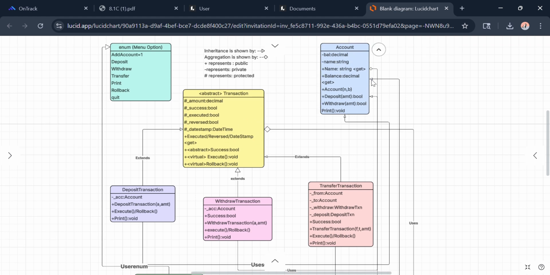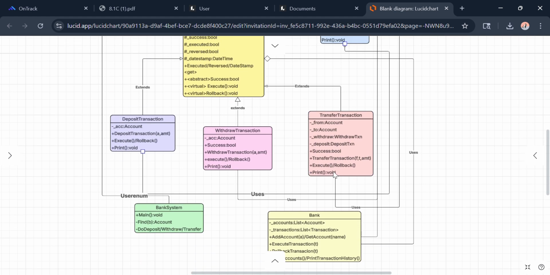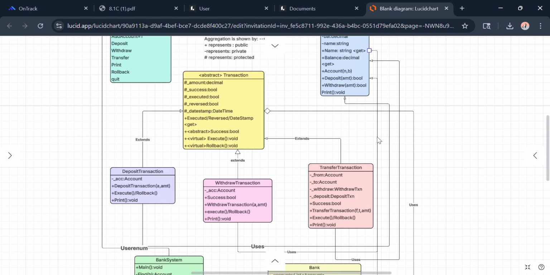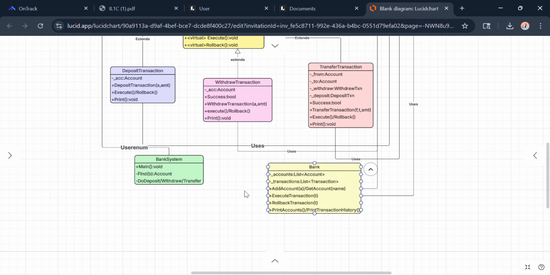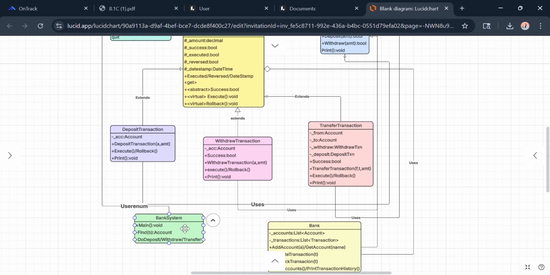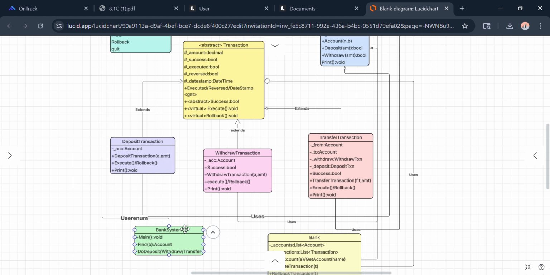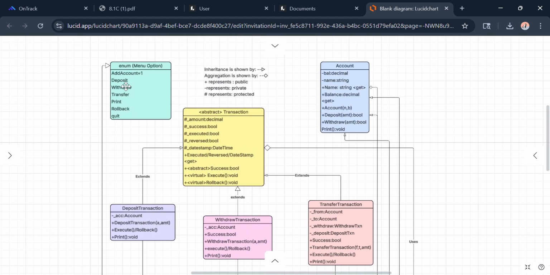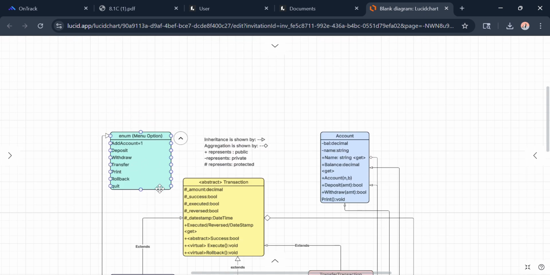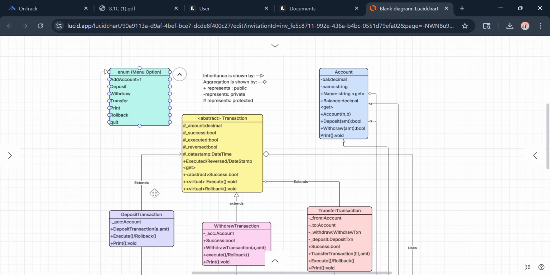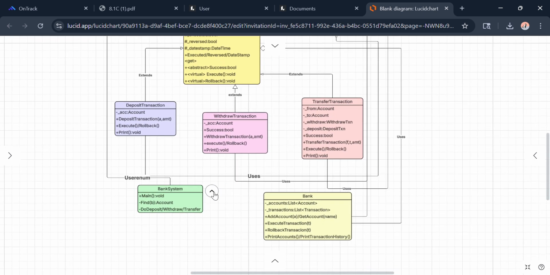Here we can see that there is another account class which links with the bank class, and the account class is inherited by the bank class, and there is another class which is a bank system which inherits from the enum. Enum consists of 7 functions, meaning it consists of many options. One function can be represented at a time, not more than that. So this is all about the UML.